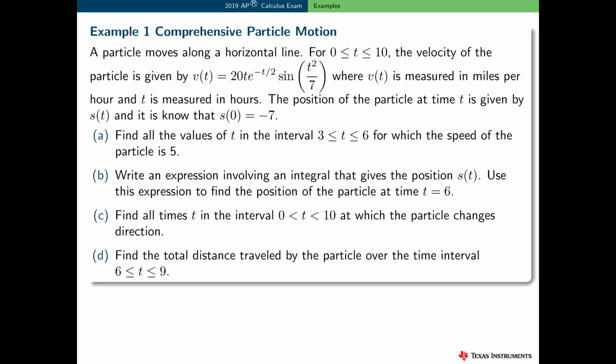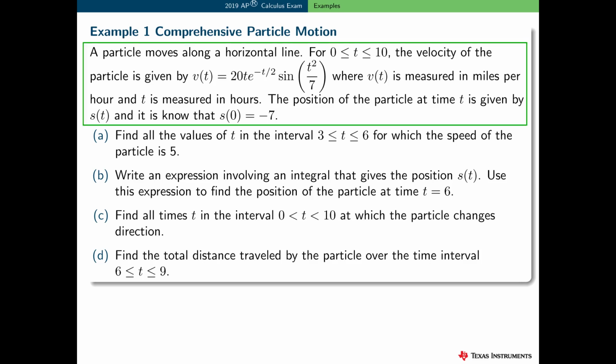Let's try an example that involves several of these concepts and the use of technology. Suppose a particle moves along a horizontal line. For t between 0 and 10, the velocity of the particle is given by the function v. The position of the particle is given by the function s, and we know the initial position of the particle is at -7.